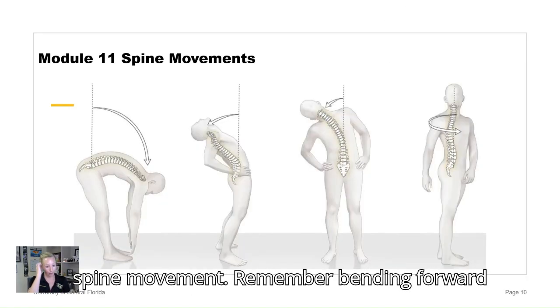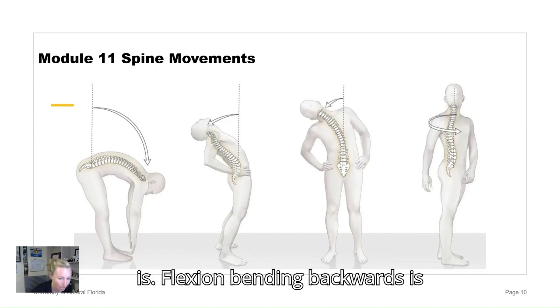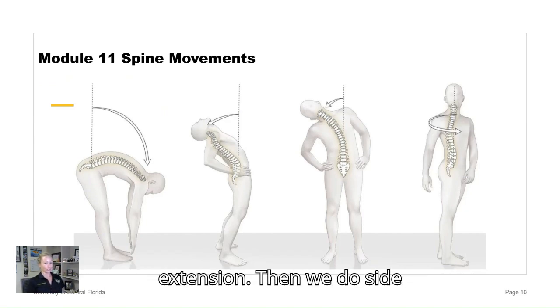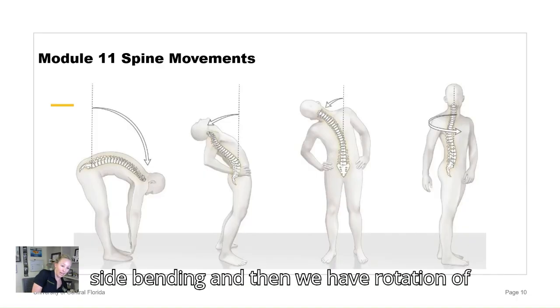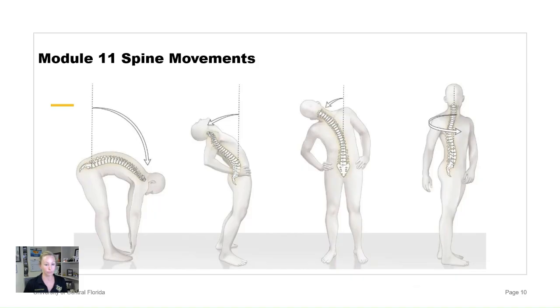When we talk about spine movement, remember bending forward is flexion, bending backwards is extension. Then we do side bending, and then we have rotation of the spine where we're twisting.